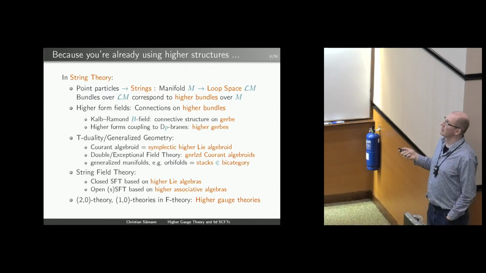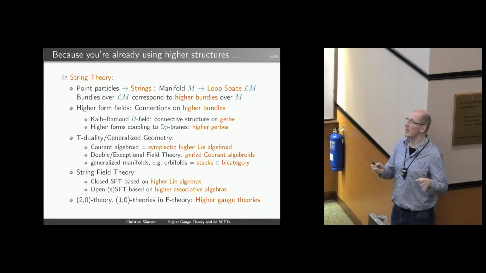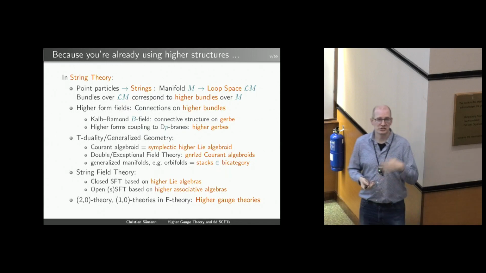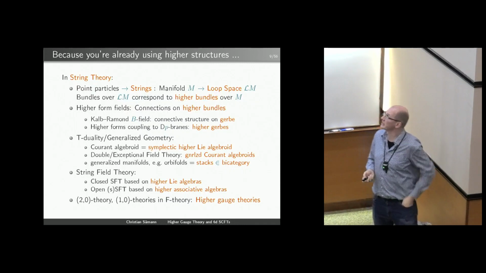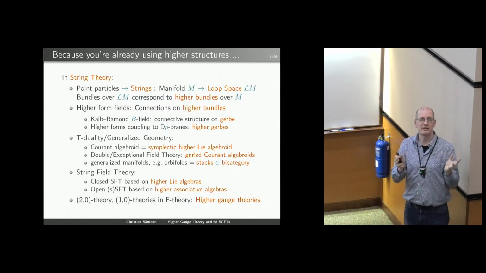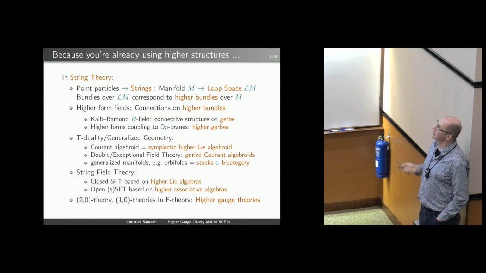On the other hand, you know that we have lots of higher form fields around. They should be thought of globally as connections on higher bundles. Locally, of course, you can just think of them as higher gauge potentials, and you can construct curvatures and so on. However, if you want to glue things together globally, you better think of them as connections on higher bundles, otherwise things go wrong. In particular, the Kalb-Ramond B field, this has been known for a long time, is a connective structure on a gerbe, and so on. The higher forms coupling to D-branes then give you higher gerbes.